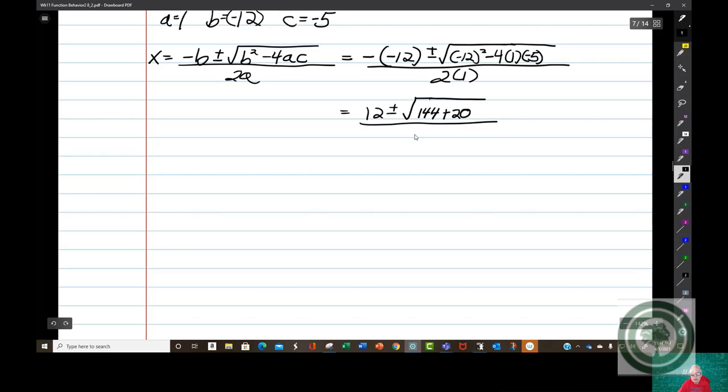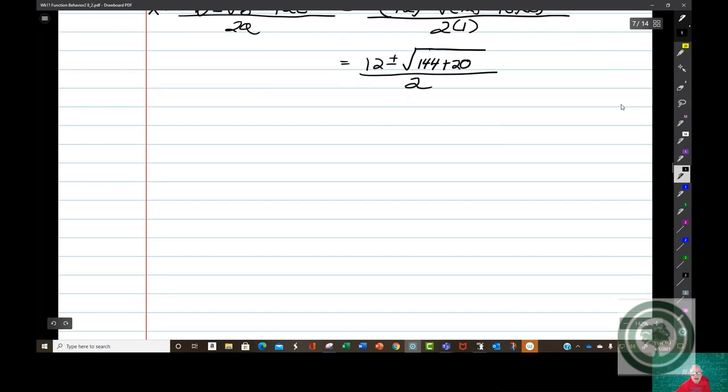All over 2. We're almost there. So this is x equals 12 plus or minus the square root of 164. And I always make it too long.